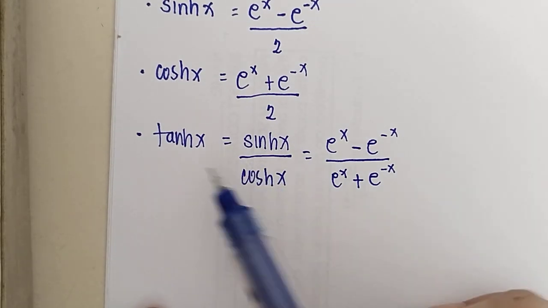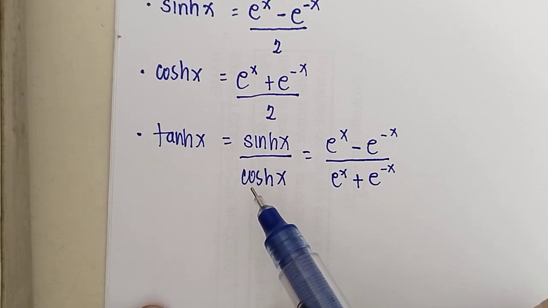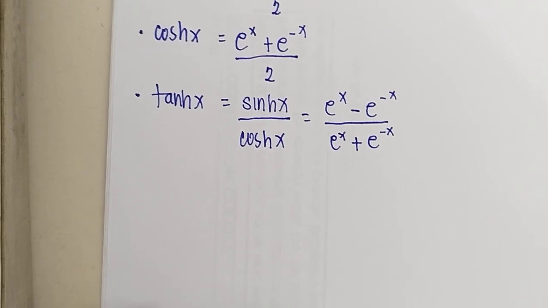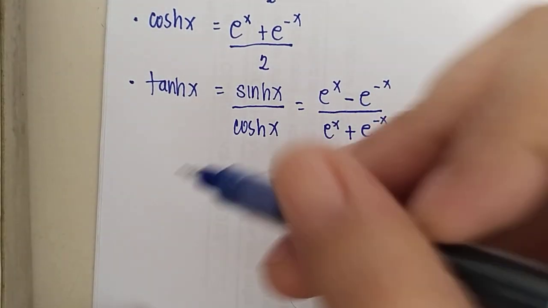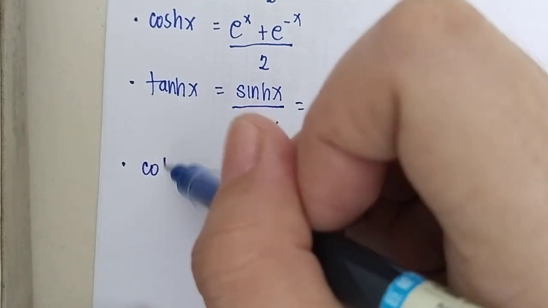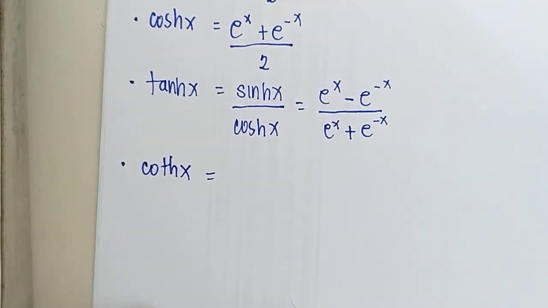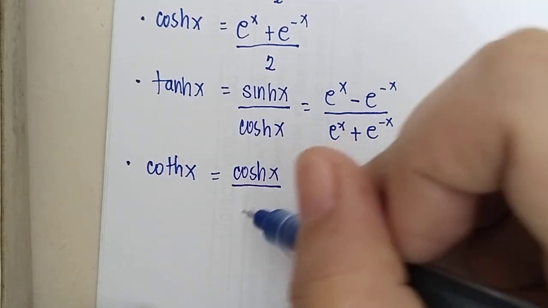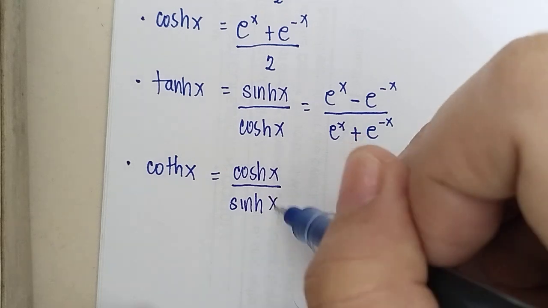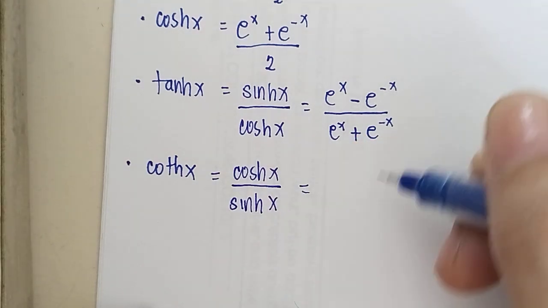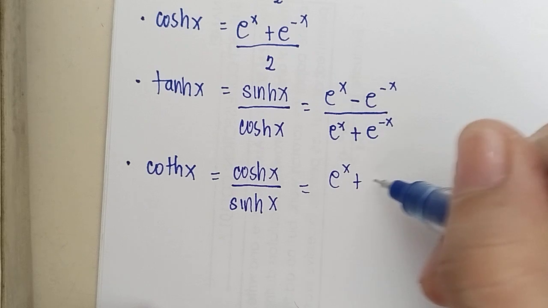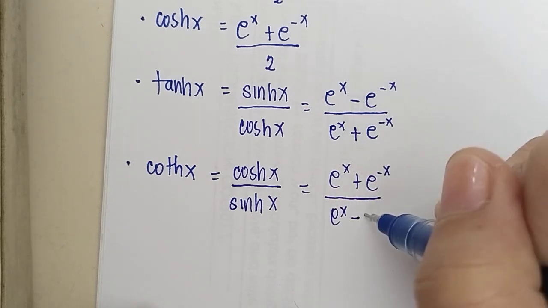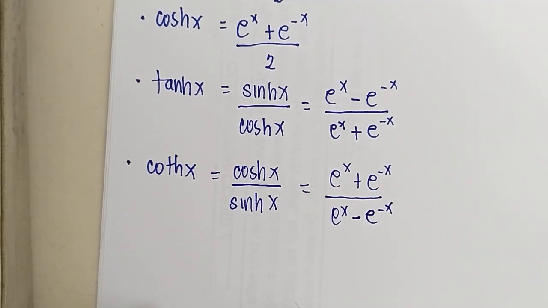Okay? Please take note, almost similar lang siya dun sa tangent x, sine over cosine. Ito, hyperbolic tan is equal to hyperbolic sine over hyperbolic cosine. So, ganun din po when it comes to the hyperbolic cotangent of a certain angle, in this case x. So, this is hyperbolic cosine of x all over hyperbolic sine of x lang din. So, pwede din nating pagbaliktarin ito. E raised to x plus e raised to negative x all over e raised to x minus e raised to negative x. So, yan yon.